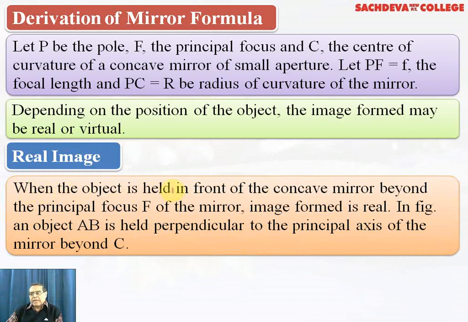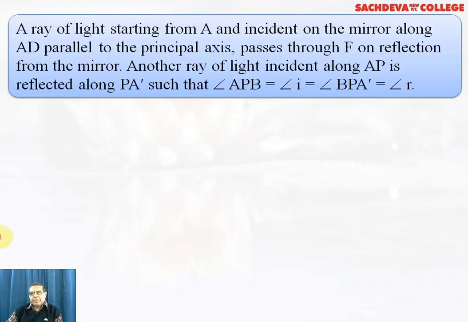When an object is held in front of a concave mirror beyond the principal focus, the image formed is real. In the figure, object AB is perpendicular to the principal axis of the mirror, beyond C. A ray of light starting from A and incident on the mirror along AD, parallel to the principal axis, passes through F on reflection from the mirror.